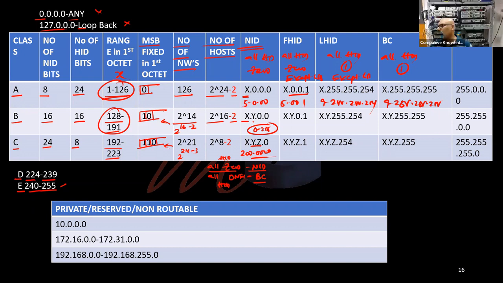Example, instead of X, you put any number you want between these two. Instead of Y, anything 0 to 255. Is it clear? Just now I explained the subnet mask. Subnet mask is what? Network ID bits are 1s, host ID bits are 0s. 8 bits, 8, 8: 255.255.